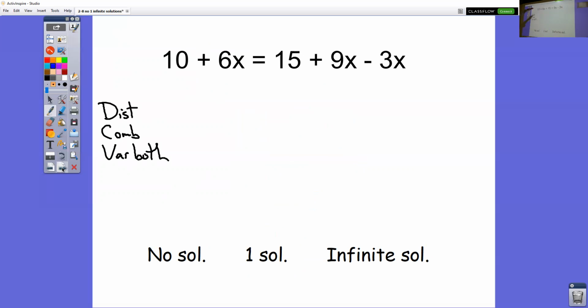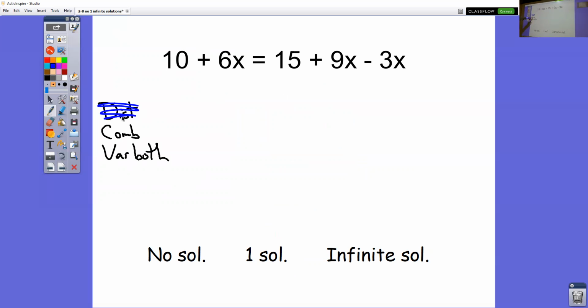In this next one, when you have these big, long, complicated equations, remember you always have to follow this order. Look for the distributive property first. Then look for combining like terms, then look for variables on both sides. So do I have the distributive property in this question? Do I have parentheses? No, I don't.